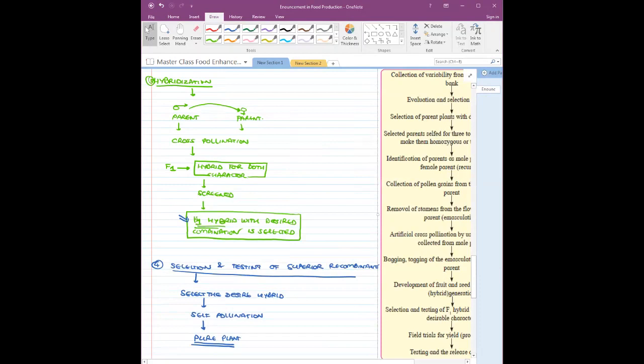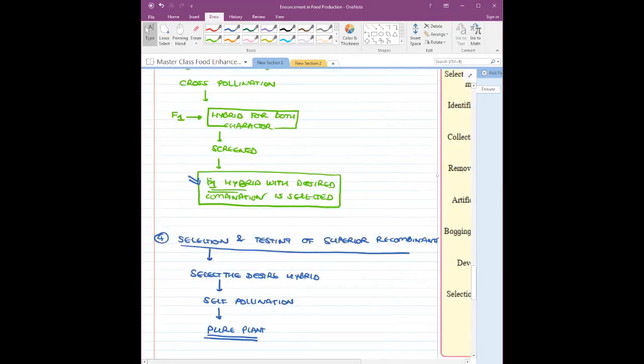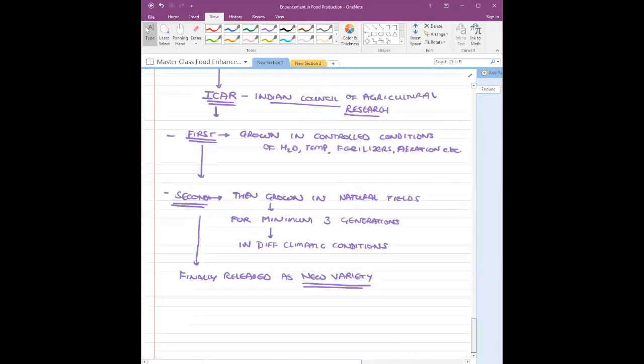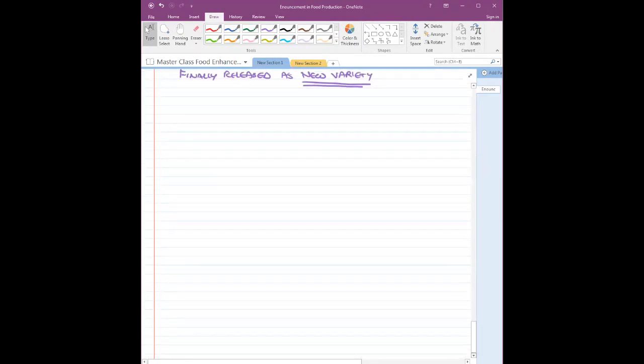And this was given by a person whose name was Norman E. Borlaug. Because he brought about this kind of revolution, remember this revolution is also known as Green Revolution. Guys, there is another revolution which is called White Revolution. Can anybody tell me what is White Revolution? If anybody knows, anyone? Is anybody aware of White Revolution?